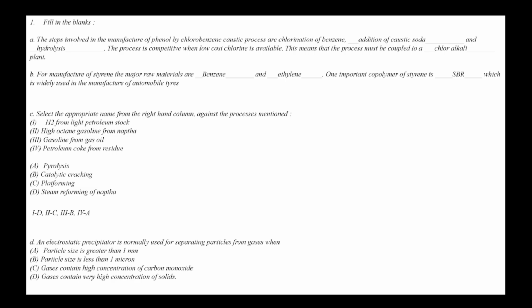Okay. For manufacture of styrene, the major raw materials are benzene and ethylene. One important copolymer SBR is styrene butadiene rubber, right? Used for the manufacture of automobile tires.